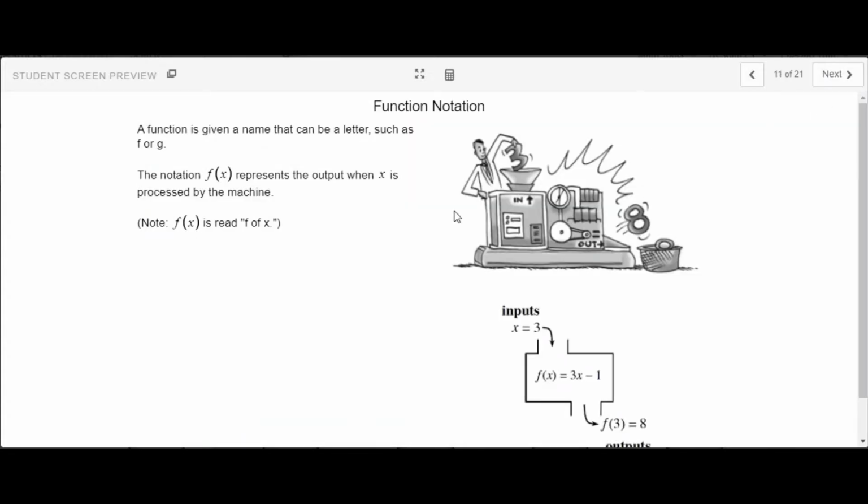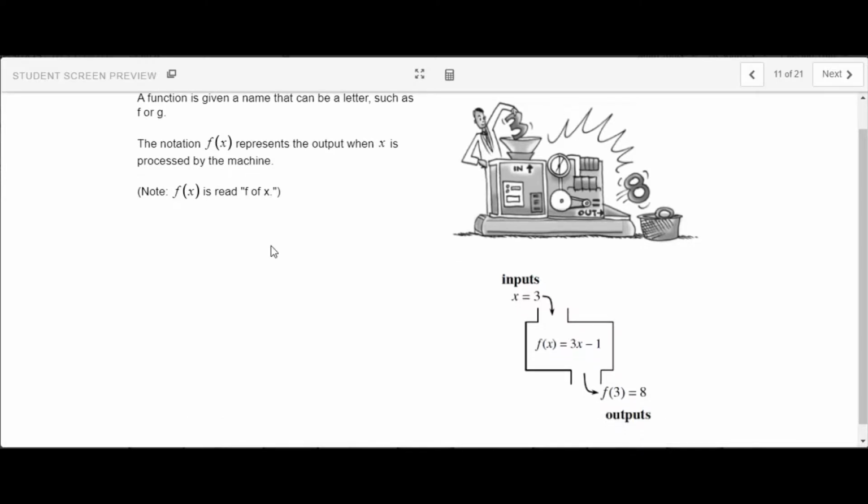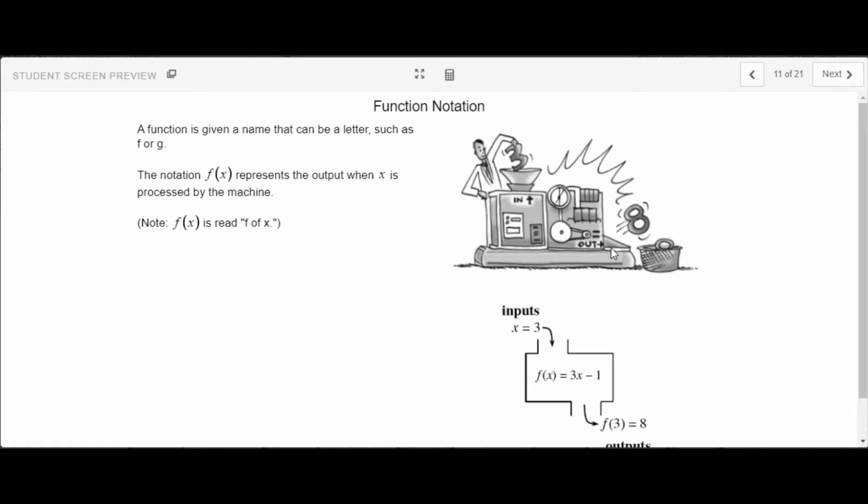Okay, so some notation we can go over. When we talk about a function, we use notation f of x. What's nice about this notation is it lets us know when we put 3 inside the machine, f of 3, the output, is going to be whatever the answer is after 3 is placed in. So this is just some of the notation we use for this function.